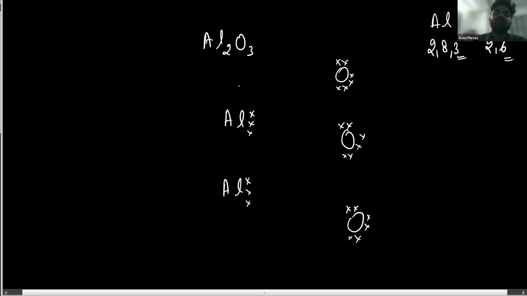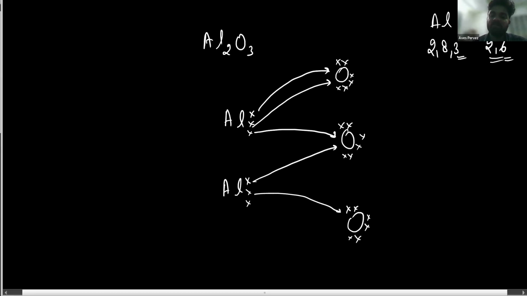Now I'm going to ask you one simple question. How many electrons does this oxygen need to get 8? One oxygen atom needs 2. So aluminium will donate 1 electron to this one, another one to this one. This is 1 remaining. This will be transferred to this one, and this will also be transferred to this one. And the other one is this one and this one.